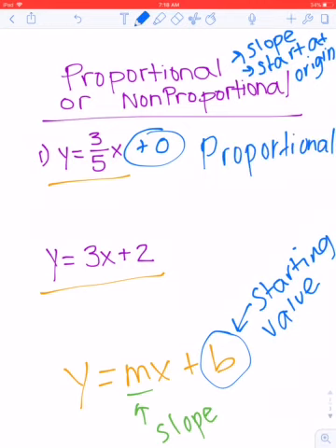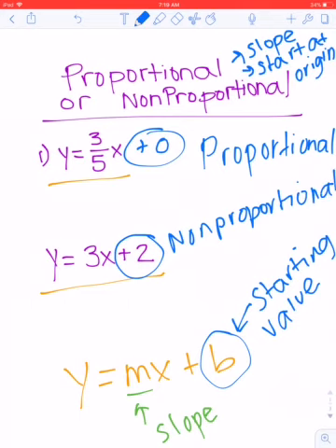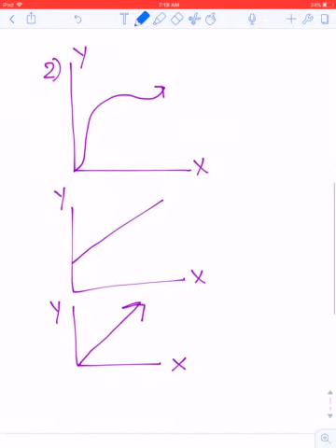Just make sure that you write proportional and explain why. If we take a look at the second equation, it has a plus 2, which means it is non-proportional because it starts at 2 and not 0. So when we take a look at equations, we're looking for that b value. The next kind of example we can have is graphs.